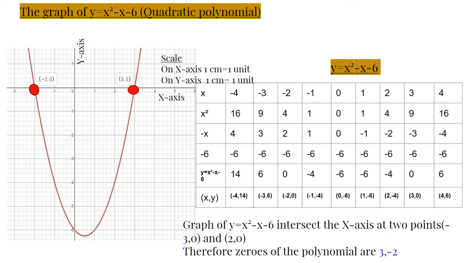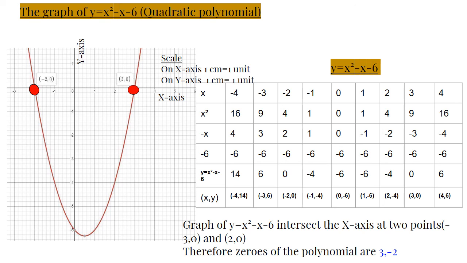4, 6. If we plot all these points on the graph paper and join them by freehand, we get a curve here. This curve is known as a parabola. This curve intersects the x-axis exactly at 2 points. The 2 points are minus 2, 0 and 3, 0. That means the graph of y is equal to x square minus x minus 6 intersects the x-axis at two distinct points. So where the graph intersects the x-axis, those points are known as the zeros of a polynomial. Therefore, the zeros of the polynomial are 3 and minus 2.